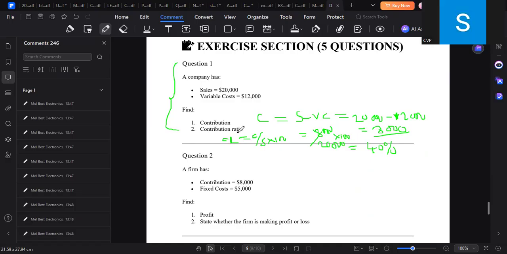The contribution ratio is simply the contribution over the sales. And our contribution, we just calculated, is 8,000, and our sales is 20,000, times 100. So when you divide that, we get what? Our 40%. Is that clear?